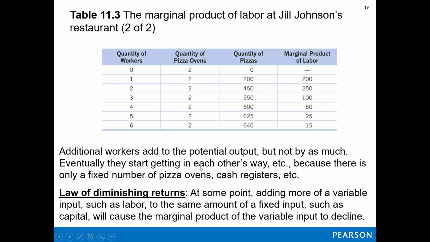Eventually, they start getting in each other's way. There is only a fixed number of pizza ovens, cash registers, etc. This is the law of diminishing returns. At some point, by adding more of a variable input, such as labor, the amount of the fixed input, such as capital, will cause the marginal product of the variable input to decline.